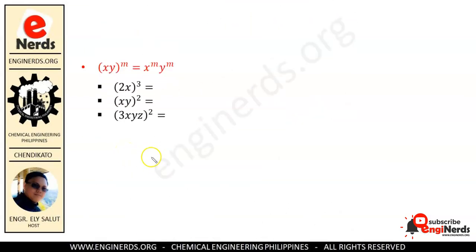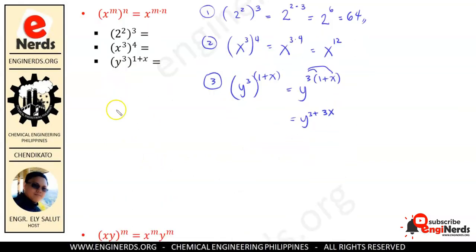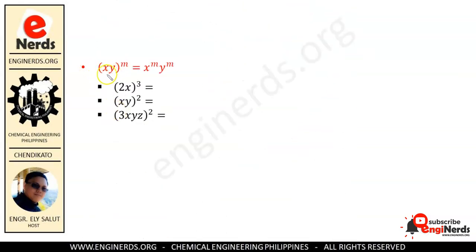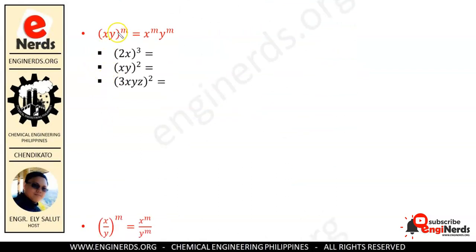Okay, so this is the same, guys. The only difference is now you have two variables or numbers inside the parenthesis, okay? So, what will happen is you distribute this to everything inside the parenthesis. So, here we have xy. It has an exponent of 1, right? The x has an exponent of 1, and the y has an exponent of 1. So, you multiply it by their exponents. For example, you have here m times the exponent 1 of x, and m times the exponent of 1 of y. Okay, so you now have here x to the m times y to the m.